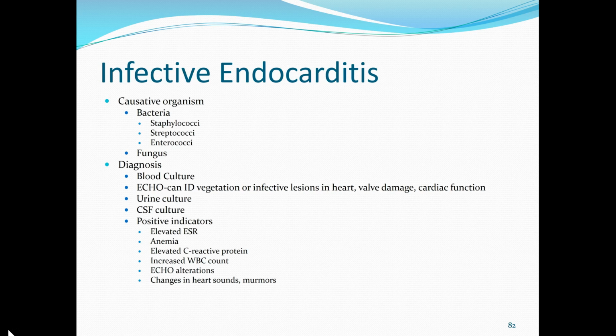The echo can identify vegetation, so if there's anything that is dead on the heart or infected lesions in the heart. You can also see valve damage, you can see the cardiac function, and you can actually see the site that it's infected. You're probably going to do a urine culture, a CSF culture, and then there's other blood work in there that would be positive.